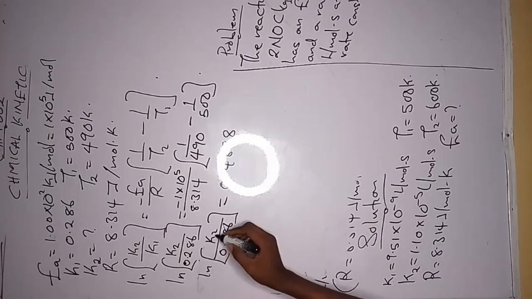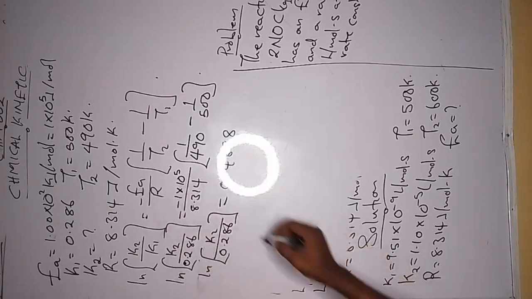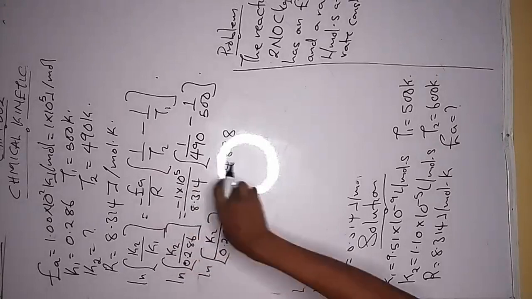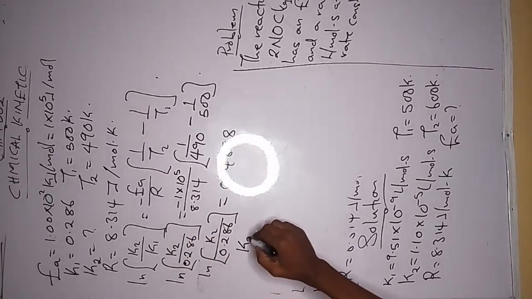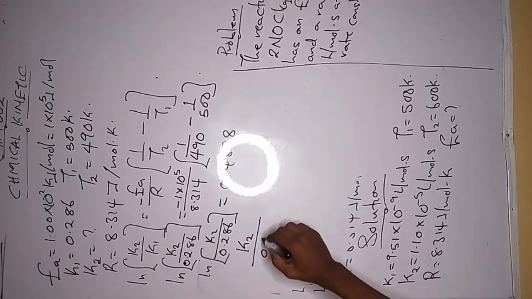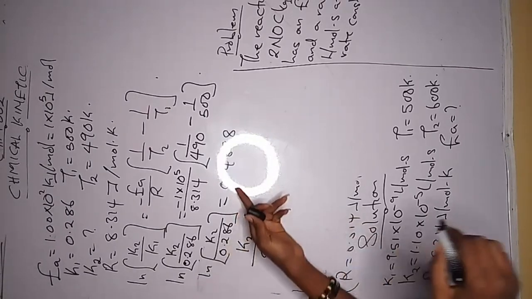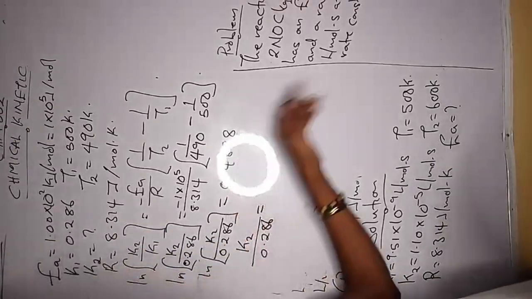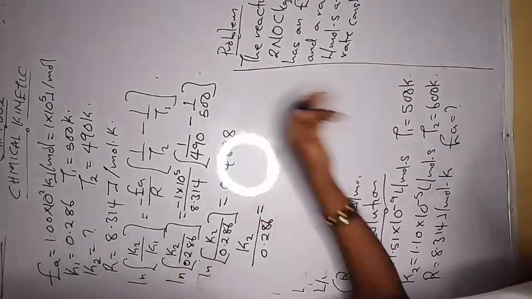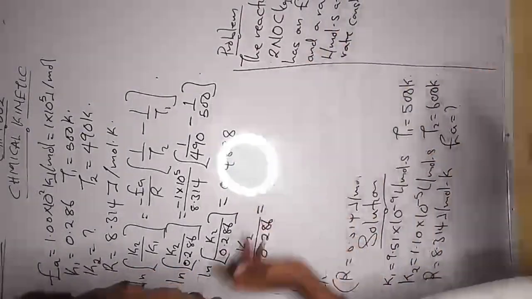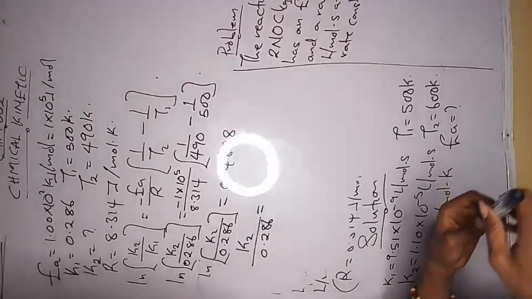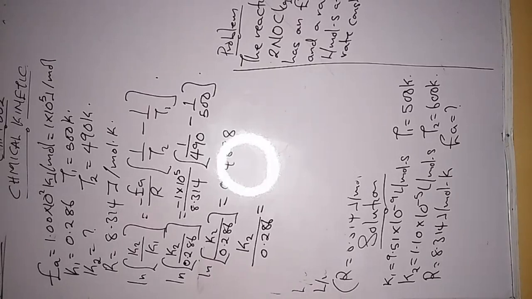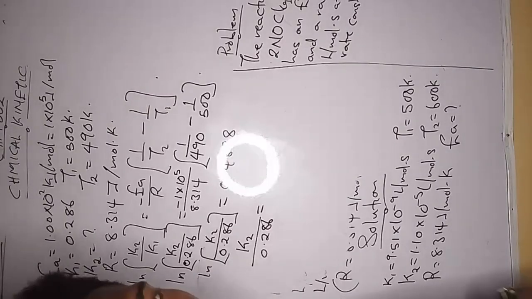We have to carry, because we're looking for K2, we have to carry this lane to this other place. So what does it give us? We are having K2 all over 0.286 equals to, please press shift ln 0.4898. Shift ln or second function ln 0.4898. What does it give you? When you press shift ln 0.4898, what does it give you?